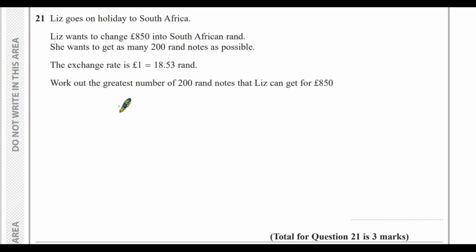So the exchange rate is £1 equals 18.53 rands. So let's multiply £850 times 18.53. And if we do that, we get the answer 15,750.5 rand. Now, that's the total in rands.